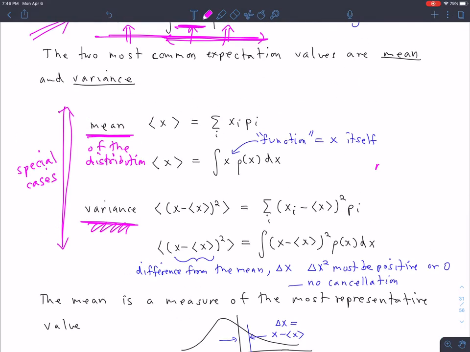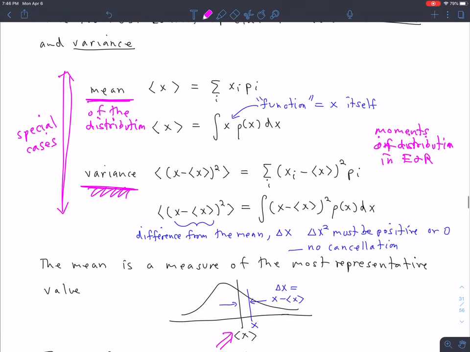They're called moments of the distribution in Engel and Reid. And they characterize to some extent what the distribution looks like. And sometimes you can get means and variances even when you don't know what the distribution itself looks like. And that tells you something about what the distribution looks like, even if you don't know it in detail. All right, so the mean just means take my x value, whatever it is I'm measuring, multiply it by my probability density, and integrate over all the possible outcomes in my outcome set. That gives me the mean.